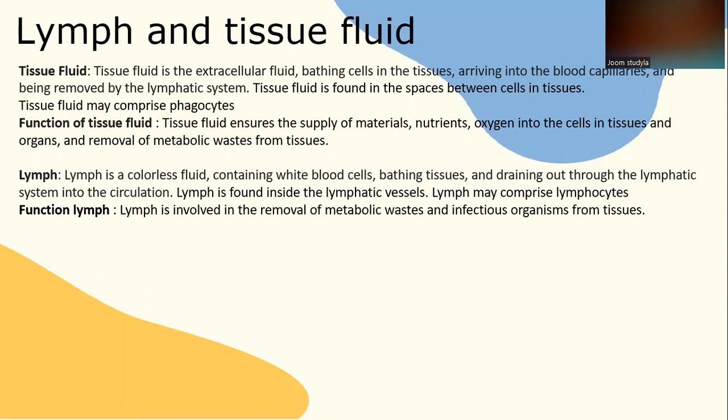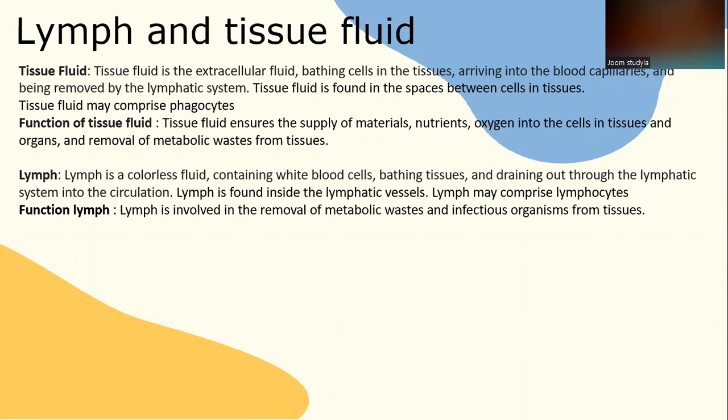Lymph and tissue fluid. What is lymph and what is tissue fluid? Tissue fluid is the extracellular fluid bathing cells in the tissue, arriving from the blood capillaries and being removed by the lymphatic system. Tissue fluid is found in the spaces between cells in tissue, and it may contain phagocytes. What is the function of tissue fluid? Its function is to ensure the supply of materials, nutrients, and oxygen to the cells in tissue and organs, and the removal of metabolic waste from tissue.